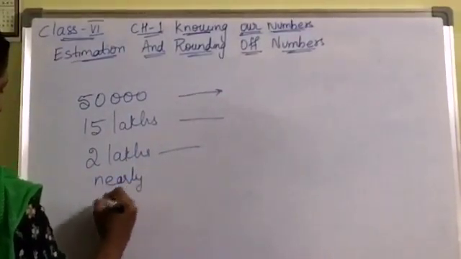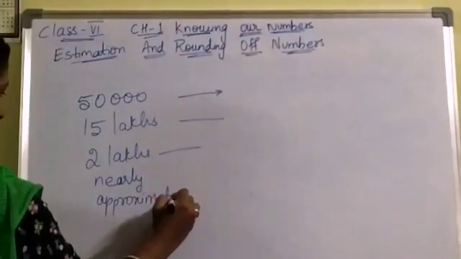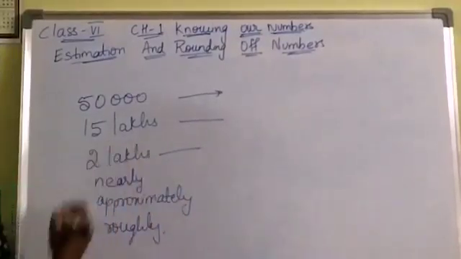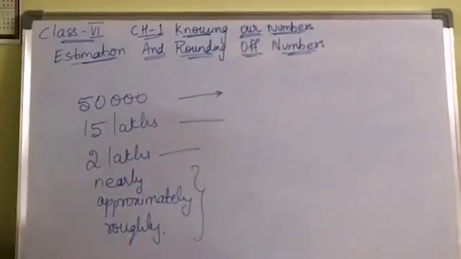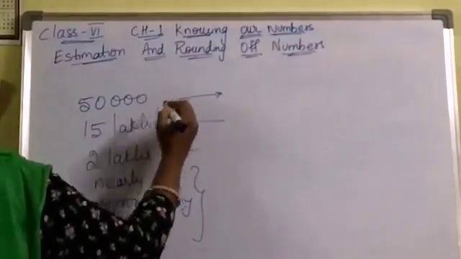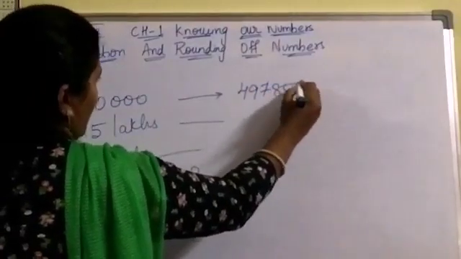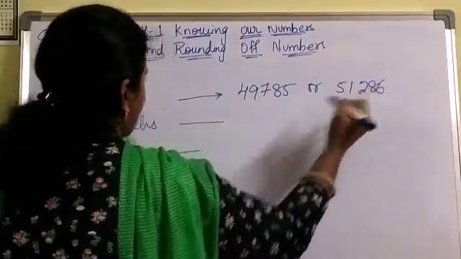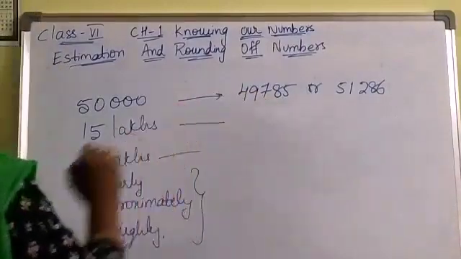Now here nearly, approximately, roughly do not show the exact number of people. In fact 50,000 may be 49,785 or 51,286, isn't it? So that it may be a little less or more, but not exact.